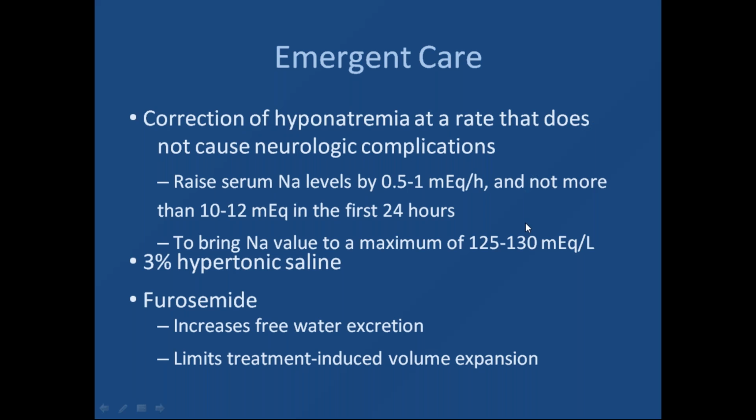Correction of hyponatremia should be at a rate that does not cause neurological symptoms. So how much do we have to correct? We should raise the serum levels by 0.5 to 1 milliequivalent per hour, and not more than 10 to 12 in the first 24 hours. Okay, so in 24 hours we should correct only 10 to 12. We have to serially monitor the sodium, generally 6th hourly or 8th hourly. Okay, we adjust the treatment by that. So how do we correct? What do we use to correct it?